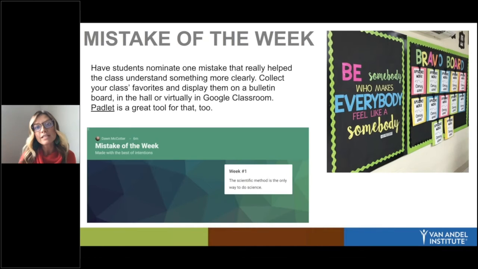And then another way to focus on mistakes is the mistake of the week. So having students nominate one mistake that really helped the class understand something more clearly. Collecting all of those favorites and then displaying them on a bulletin board at school, or maybe you're doing it virtually through Google Classroom. Padlet is another great tool for this as well. But the point of this is just featuring those mistakes, making it known the mistakes are okay, and viewing it as a positive thing.